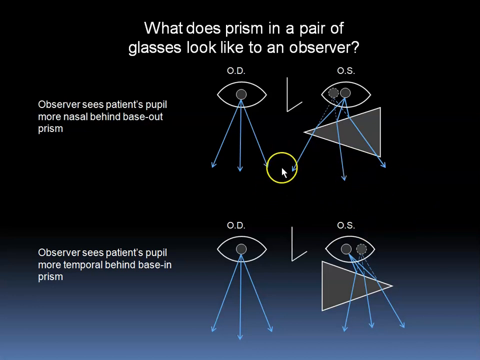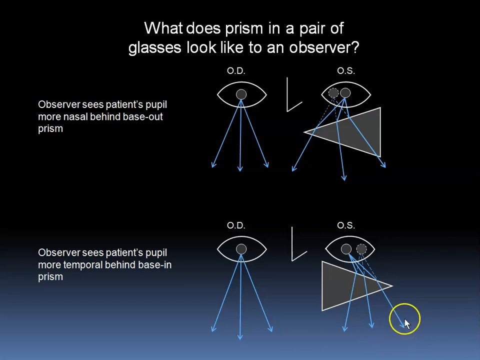To the observer, the image is bent towards the apex inward. In this case, we have a base-in prism, and the image as seen by the observer is bent towards the apex in the outward position. Note that where the observer sees the patient's eye deviated outwards behind the prism, the patient will see the observer's position deviated towards the apex as well.